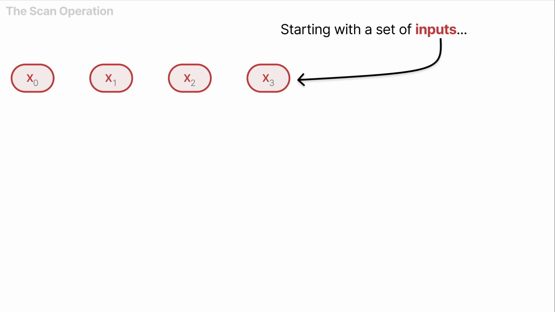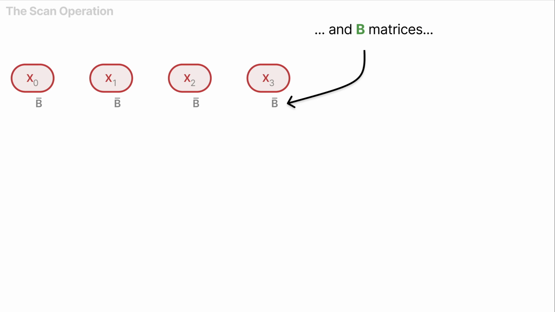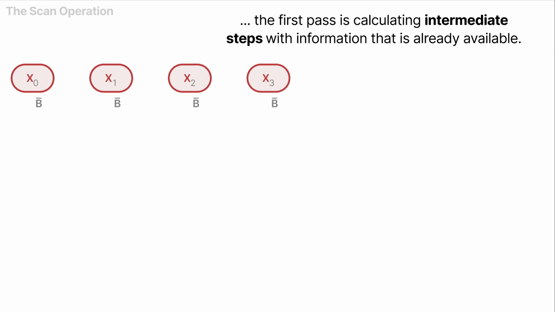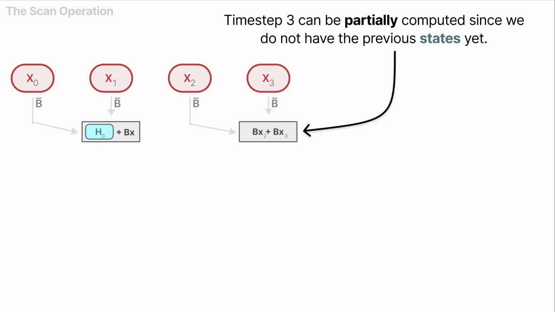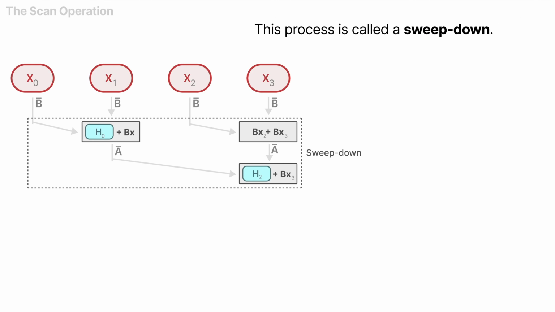Starting with a set of inputs and B matrices, the first pass is calculating intermediate steps with information that is already available. To calculate the output of time step 1, we can already calculate the full solution since there's no time step 0. Time step 3 can be partially computed since we do not have the previous state yet. This process is called a sweep down.